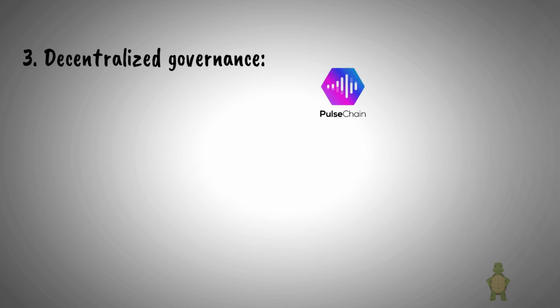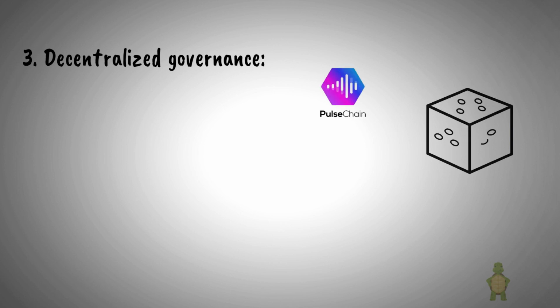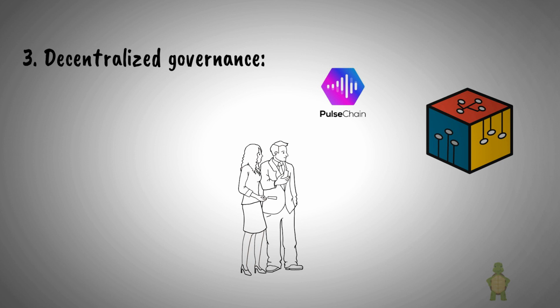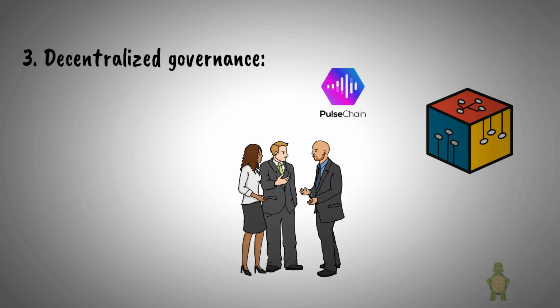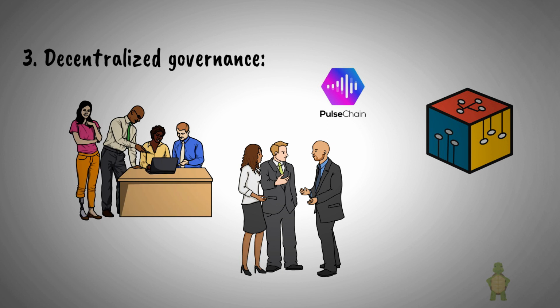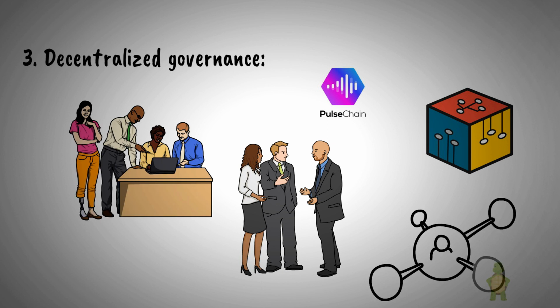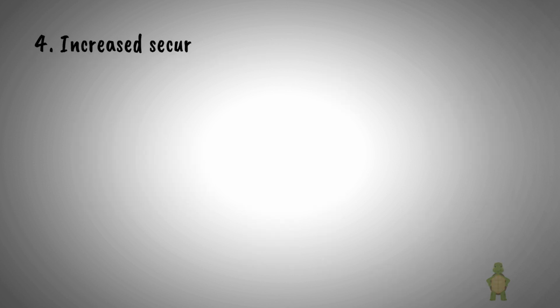Decentralized governance. PulseChain is designed to be a fully decentralized network, with governance decisions made by the community of users and stakeholders. This means anyone can propose changes or improvements to the network, and these proposals are voted on by the community. This gives users more control over the network and ensures that the network evolves according to the needs and desires of its users.